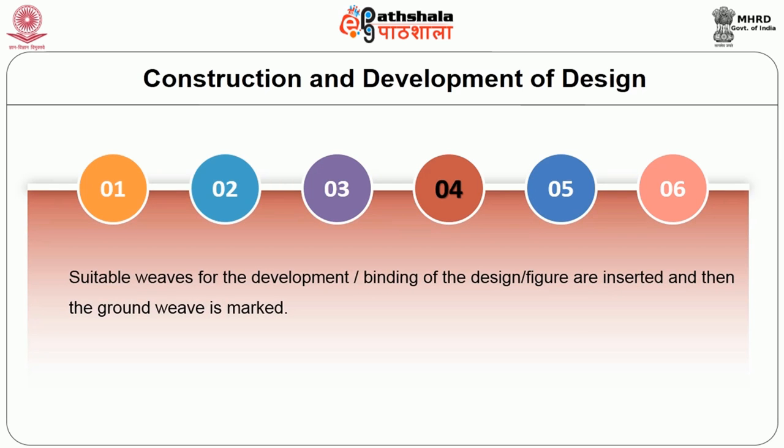Fourth stage is the introduction of a suitable weave for the development of the design. Weaves have to be selected according to the emphasis of each and every component of the design. So that's again a tedious process. You have to select the weaves for each and every component, then insert the weaves, and then the ground weave also has to be marked for the development of a jacquard design.